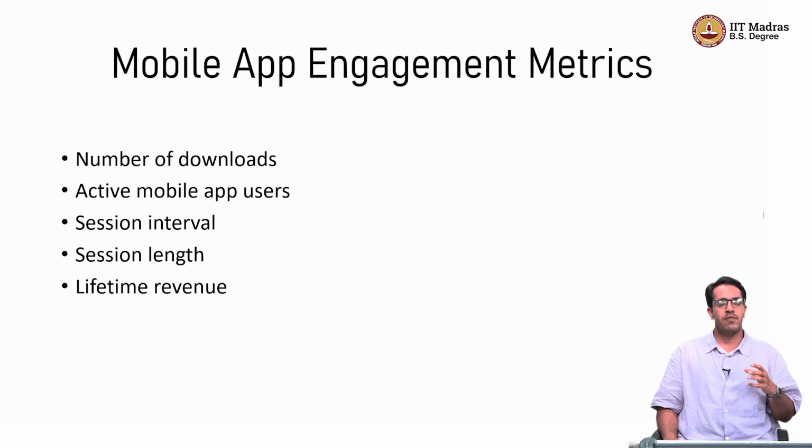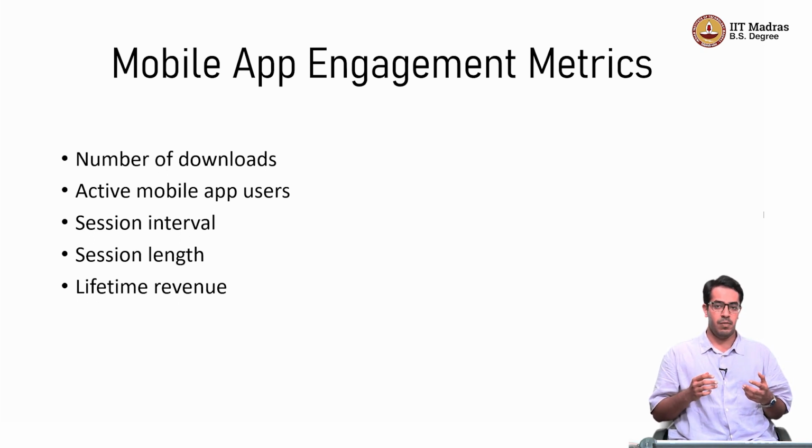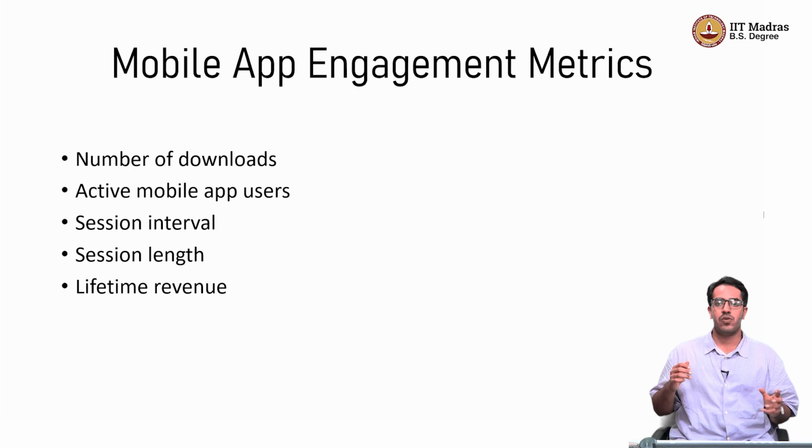Then come the active mobile app users. This shows how many people use your app regularly. The third thing we have here is session intervals. Session interval is the time between two consecutive sessions of your app. It shows how often somebody opens and uses your mobile app, and this can also determine the stickiness of your app. Now, session length quite simply shows how long people spend on your mobile app in one sitting. The longer the session, the better.